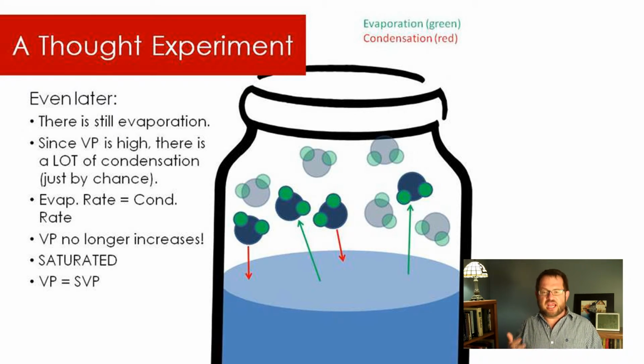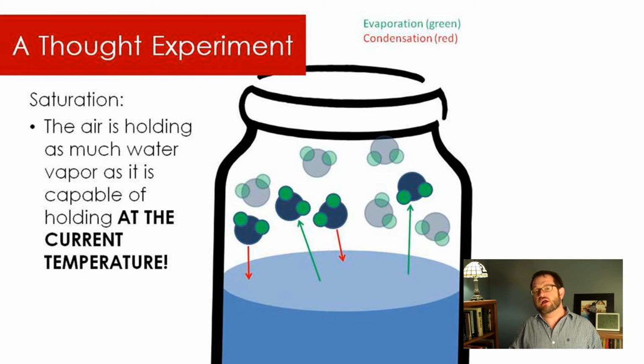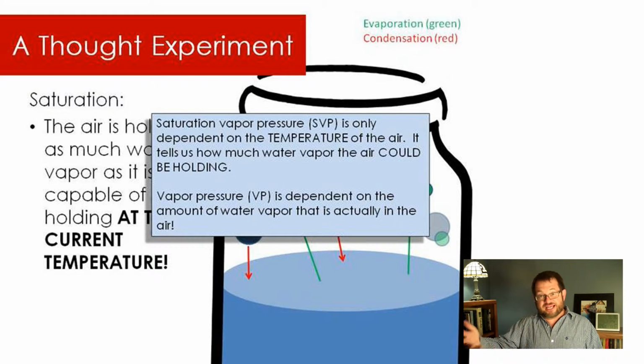So saturation means that the air is holding as much water vapor as the air is capable of holding. Now, there's a caveat here: at the given temperature. We'll come back to why that's important later. But the air is holding as much water vapor as it is capable of holding at the present time when the air is saturated. So the saturation vapor pressure is dependent, as it happens, on the temperature of the air. It is telling us how much water vapor the air could be holding.